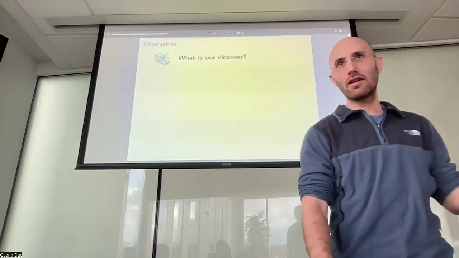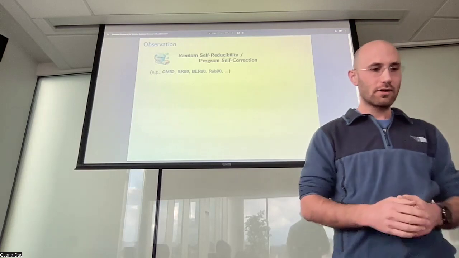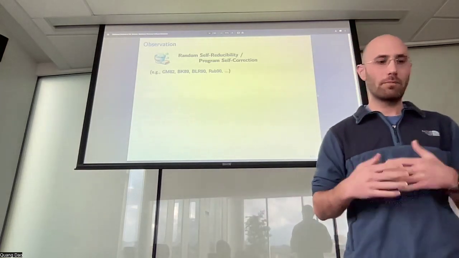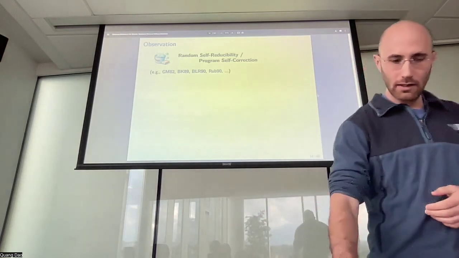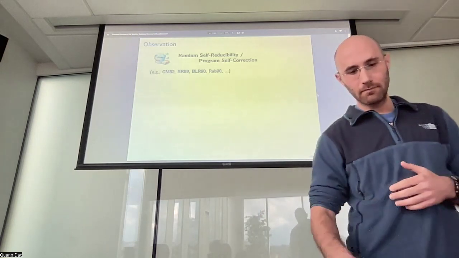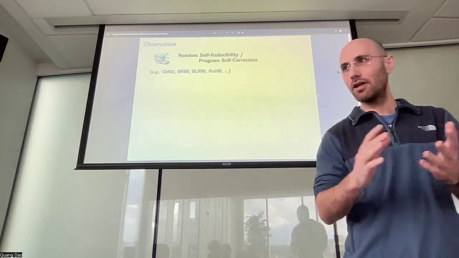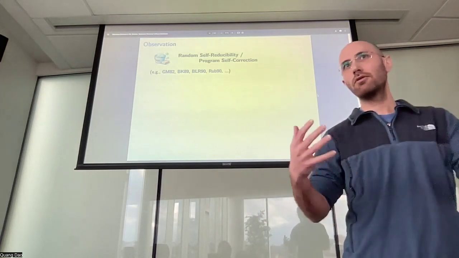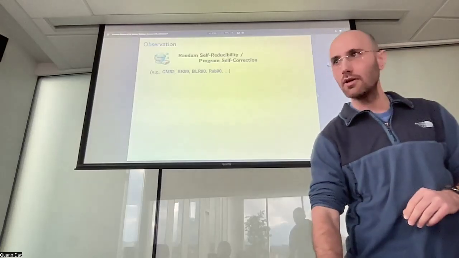So the suggestion that I'm going to be offering you in this talk is to look at something called random self-reducibility, or program self-correction, through the works that go back to the early 80s and 90s. Basically, I'll give you a very quick refresher of what this means, random self-reducibility. And then I'll spend the rest of the talk trying to convince you that maybe you could use these kinds of tools to remove backdoors in machine learning models.